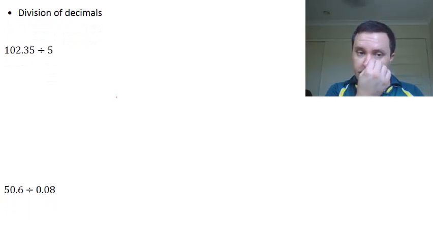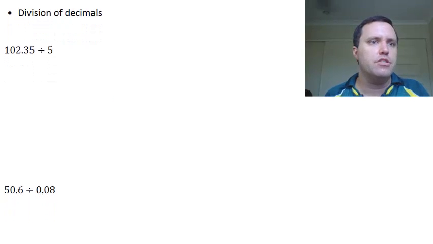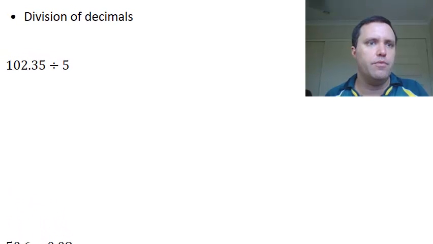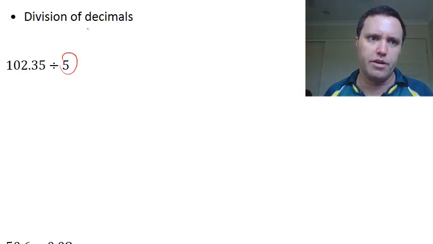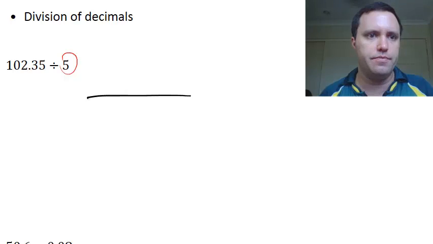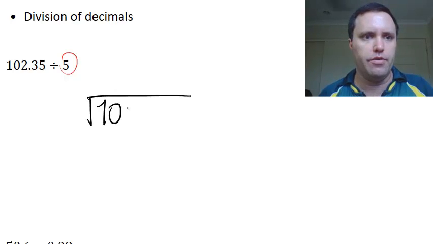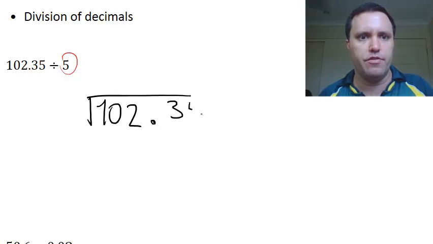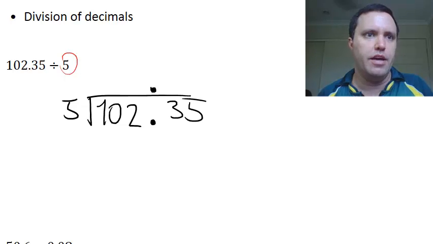Okay, let's have a look at division of decimals real quick. So if we've got a simple one here where the divisor has no decimal places, greater than 1, obviously, if it's greater than 1, just set it up as normal. So we would have 102.35 divided by 5. Now, the decimal point in the answer is going to be just straight above there. And you go through it as normal.